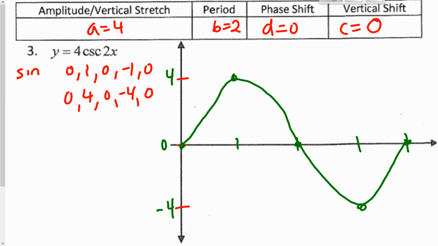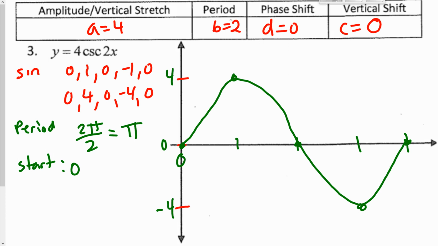Okay. X values. So we want to find our period. So period. Take 2 pi and divide it by our b. So we get pi. We find our start, which is basically our d, which is 0. So we're going to start at 0, and then we're going to add.